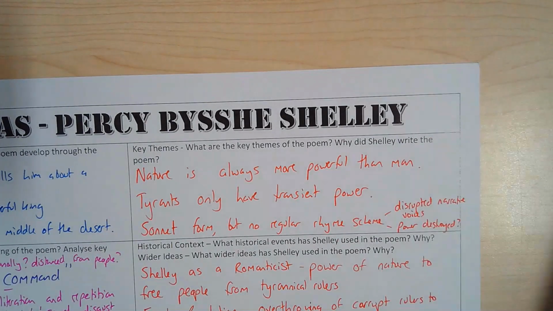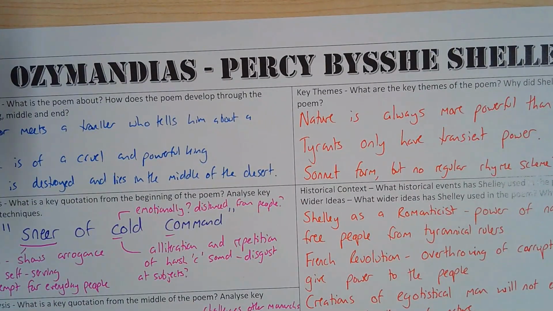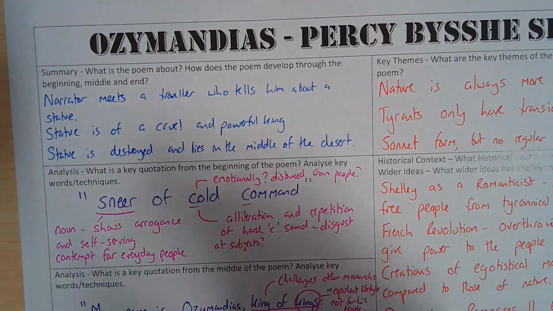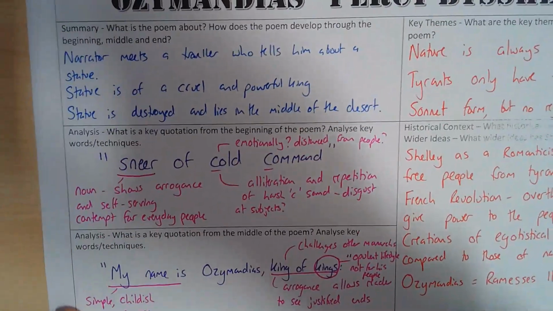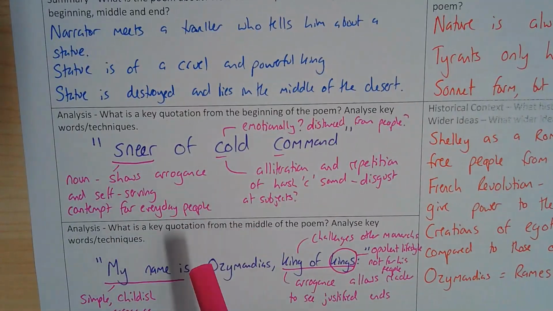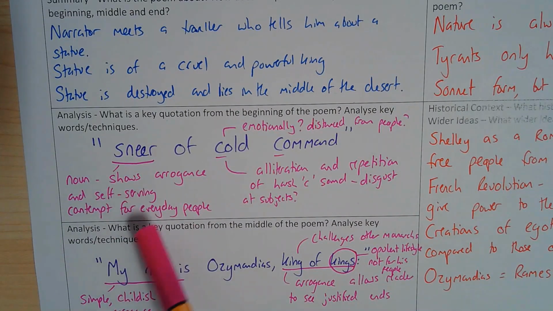First of all, right at the start, it's just the beginning, middle and end really, so you can show an examiner how your tracking changes. We've gone for the sneer of cold command. A sneer is quite an arrogant noun here, and it shows this arrogance and self-serving contempt for everyday people. A sneer, if you like, is a kind of smile where you raise the corner of your lip and you're almost looking with disgust at somebody, that arrogant sense of, who are they, I know better than them.